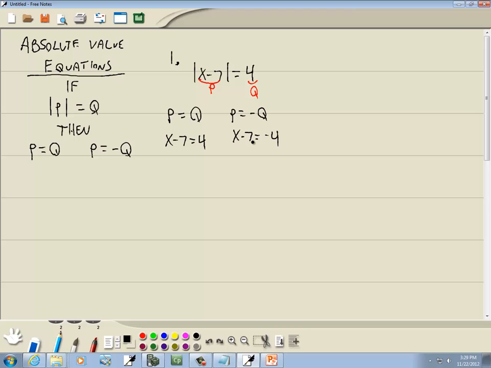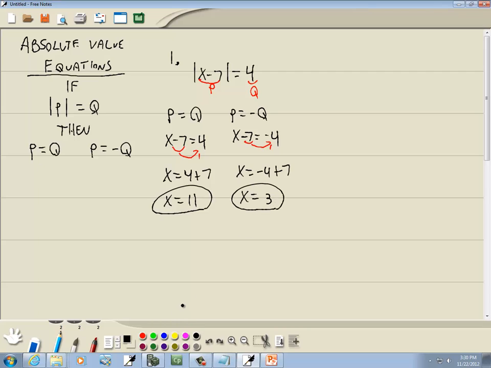Usually people don't write the formula down. When you got the absolute value equal to something, you drop the absolute value, set it equal to positive the other side, and you drop the absolute value and set it equal to negative the other side. Now we solve each one of these separately. So on this one, I'm going to take the negative 7 and move it to the right side. So we got x is equal to 4 plus 7, or 11. On this one, I'll take the negative 7 and move it to the right side. And you get negative 4 plus 7. Well, negative 4 plus 7 is 3. So those would be my two answers.